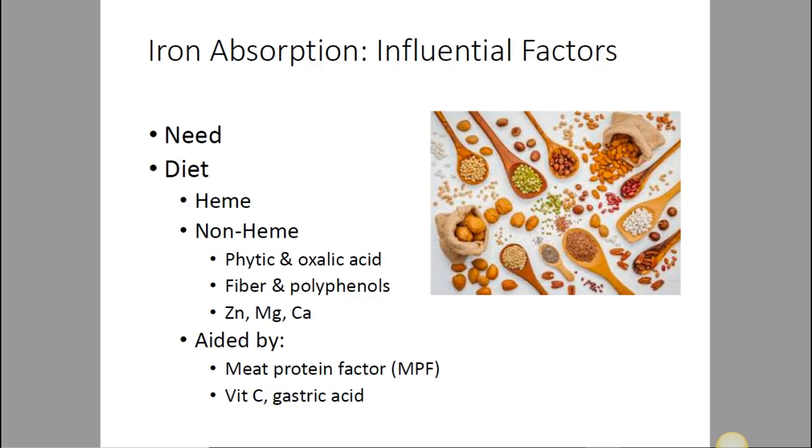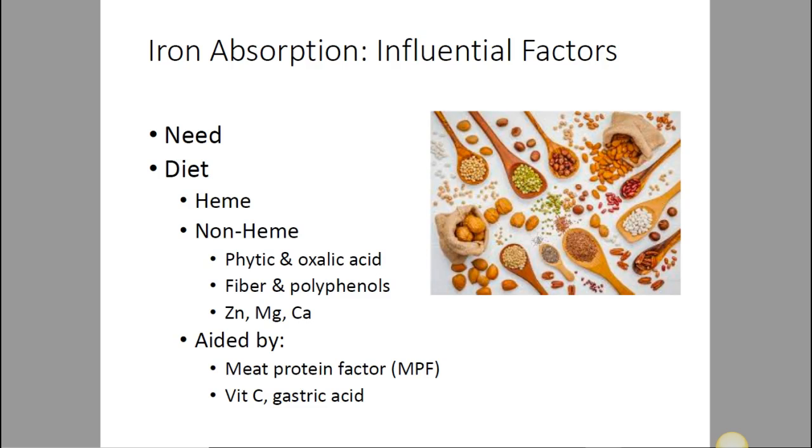Diet. So again, remember, heme sources of iron, which are going to come from animal sources, are much more readily absorbed than non-heme sources, and that's because of a lot of competing factors, including phytic and oxalic acid, fiber and polyphenols, zinc, magnesium, and calcium. So all of these factors, if they are present in the foods or consumed at the same time as the non-heme sources of iron, absorption is going to be lower.